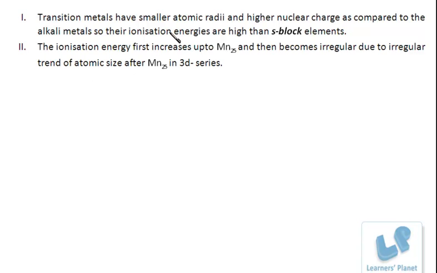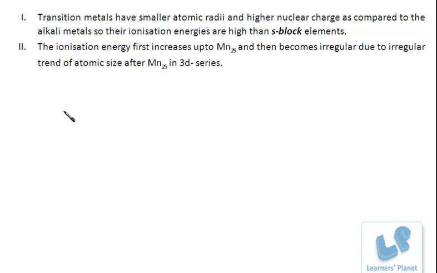See, these transition metals have got smaller atomic radii as compared to S block elements, right? Also, their nuclear charge is high as compared to S block elements. So their ionization energies are higher than the S block elements. And so I told you that these are less electropositive than S block elements. The ionization energy first increases up to manganese (Z = 25) and then becomes irregular due to the irregular trend of atomic size after manganese in the 3d series.